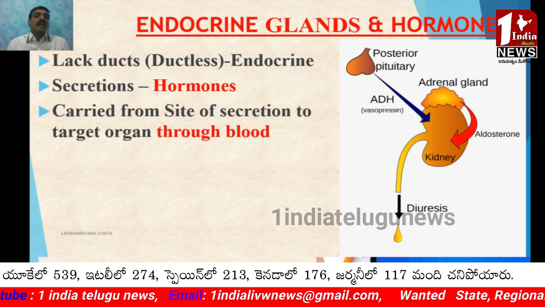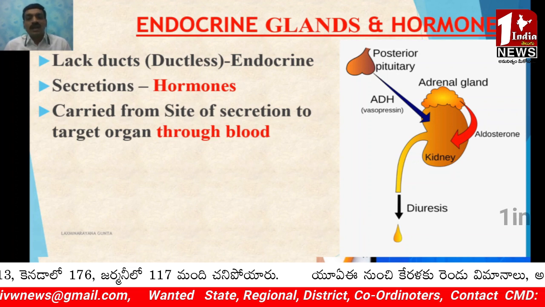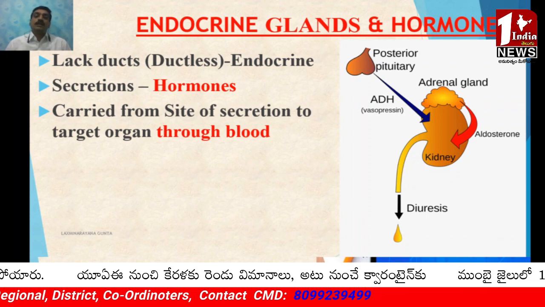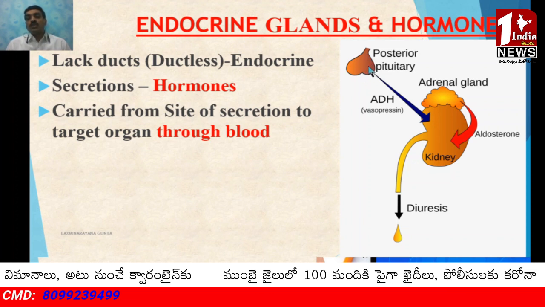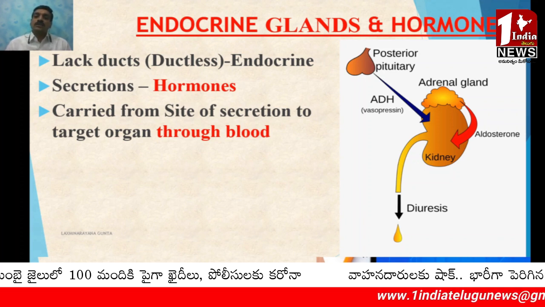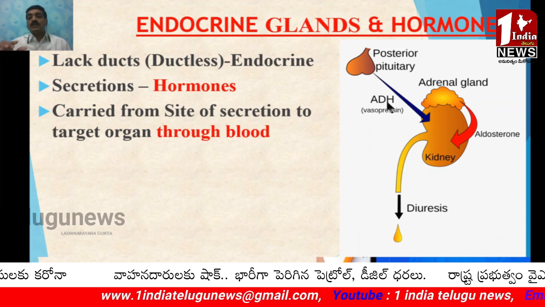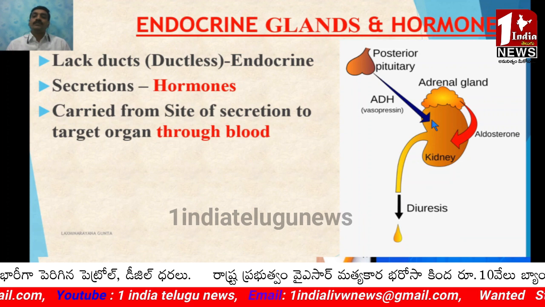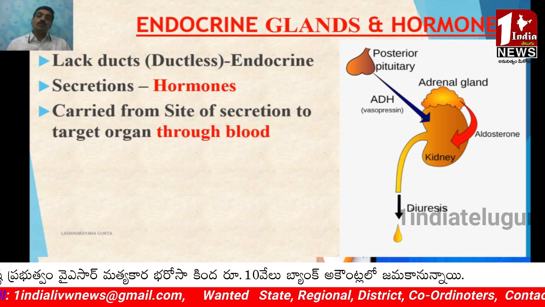These hormones are carried from the site of secretion to the target organ through blood. As they don't have ducts, they have to send their secretions through the blood. Take for an example the pituitary gland. The posterior pituitary releases two hormones, ADH and oxytocin. ADH, which is also called vasopressin, is released by the posterior pituitary and acts at the kidney. That means they are carried from the site of secretion to their target organ through blood.